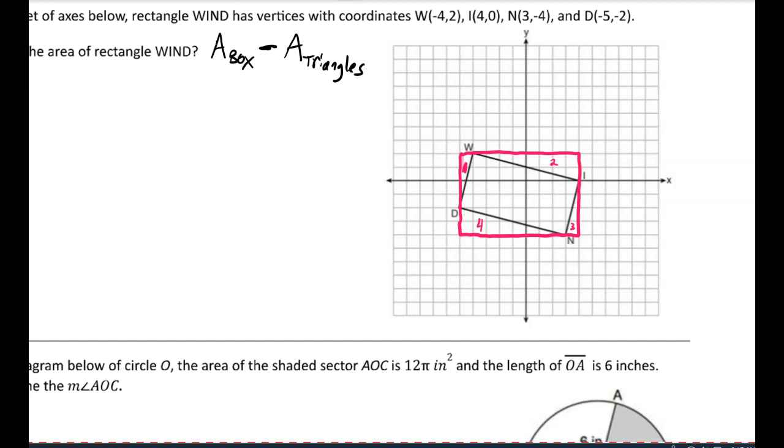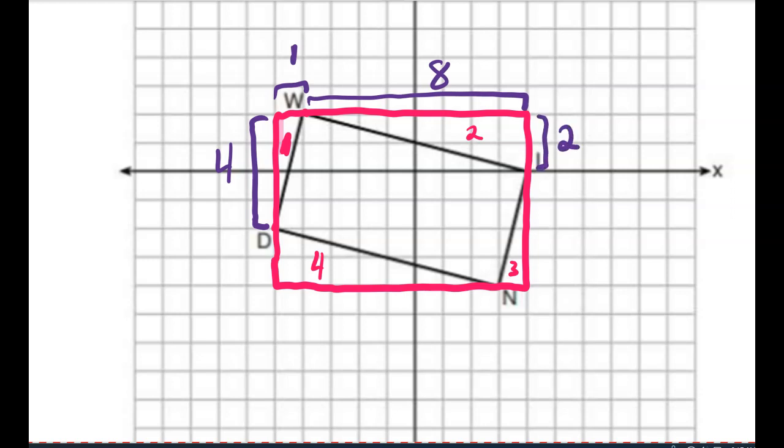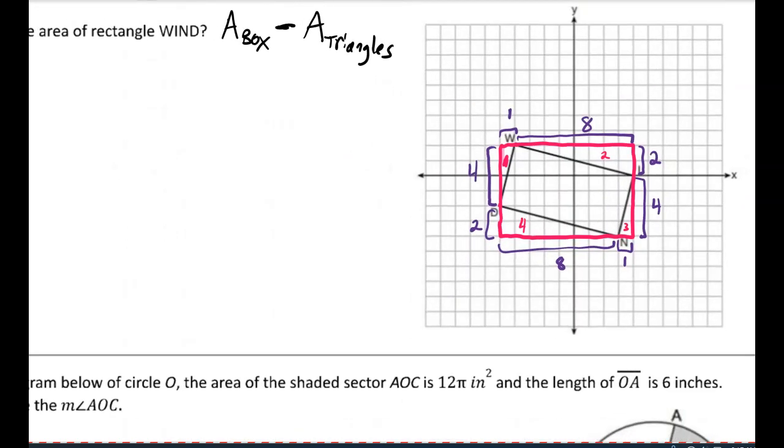Remember, the area formula for a triangle is just 1/2 base times height, and the benefit of drawing a rectangle is that you can count all of the bases and the heights. The base of that first triangle is just 1, and the height, if you count, is 4 units long. The base of that second triangle, from here to here, is 8 units long if you count, and the height is 2. And so on and so forth if you keep counting all the way around. So let's find the area of those triangles.